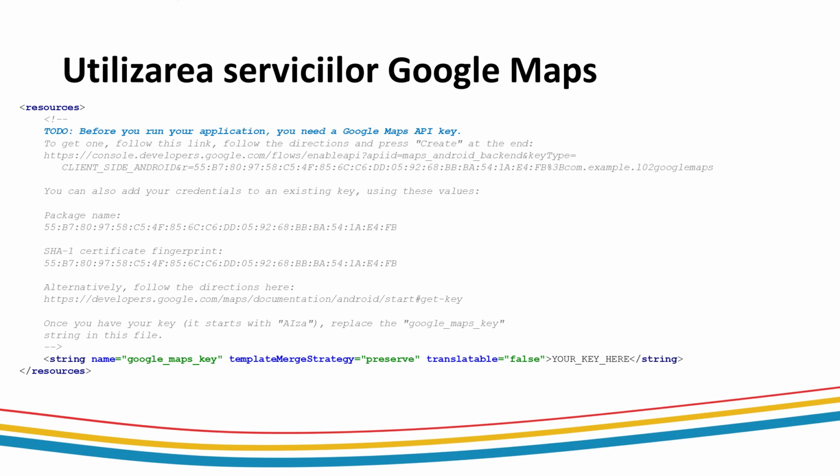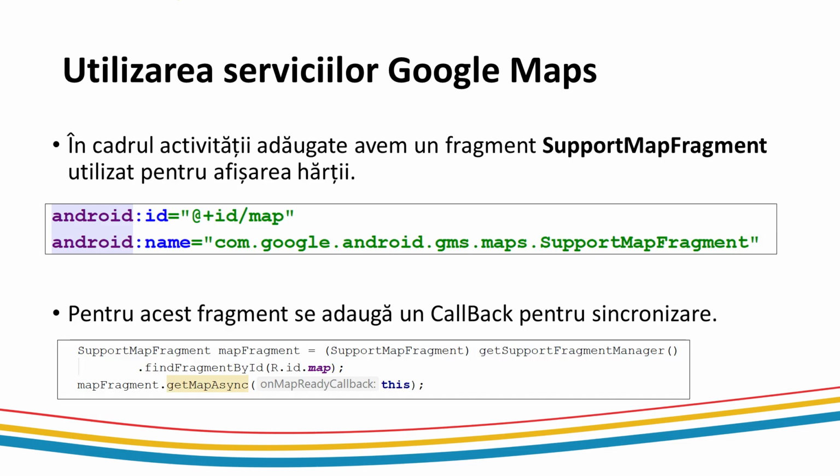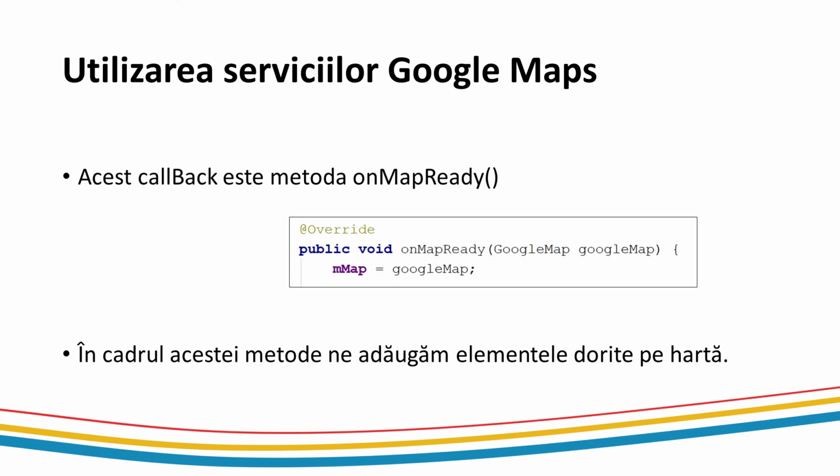Okay, key is in place. How does the map actually appear in the app? Typically, they use something called a SupportMapFragment. Think of it as a container, like a window pane in the app's layout where the map will live. Then the app needs to know when the map is actually loaded and ready to be drawn on. It sets up a listener, basically a callback. And when the map is ready, a method called onMapReady gets called. This method receives the actual GoogleMap object.